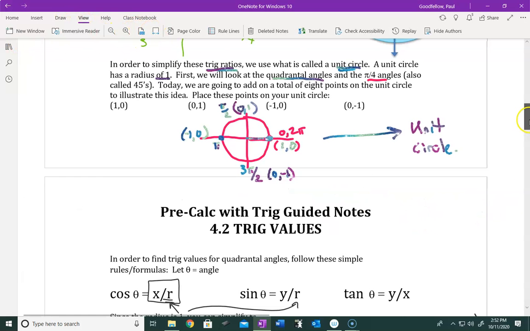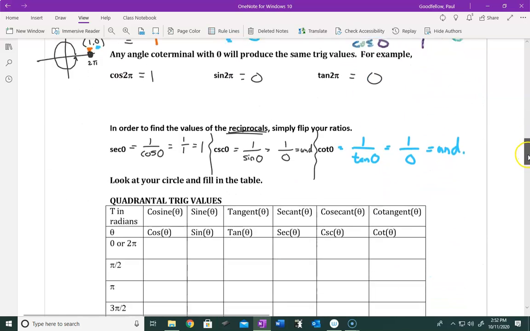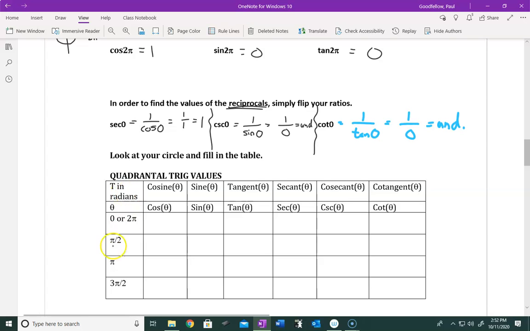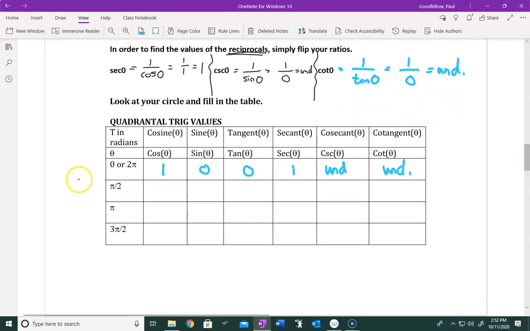Now, let's go down here just a little ways and fill out a little chart. We actually did all these just now. So we did 0 and 2 pi, and we ended up with cosine was 1, and sine was 0. Tangent was sine over cosine, which is 0. And then we did each of the secant and cosecant ones. Secant is 1, cosecant is undefined, and cotangent was undefined, okay? Now, I'm going to help you with one more of these, and then I'm going to turn you loose to figure out what the other two are.